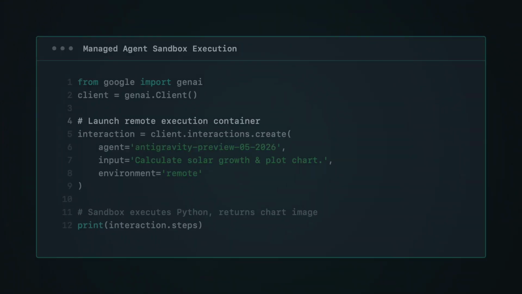Here is how you initialize a managed agent sandbox. We pass the agent ID, like the preview of anti-gravity, and specify environment equals remote. There's no Docker installation, no local container setup, and no hosting bills. Google handles the sandboxing and returns structured results.